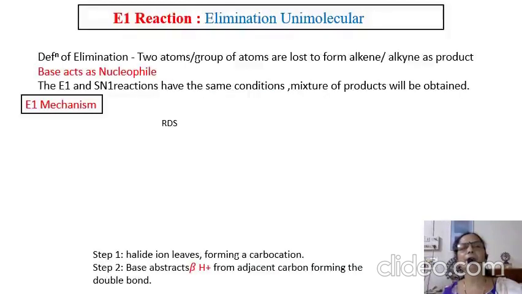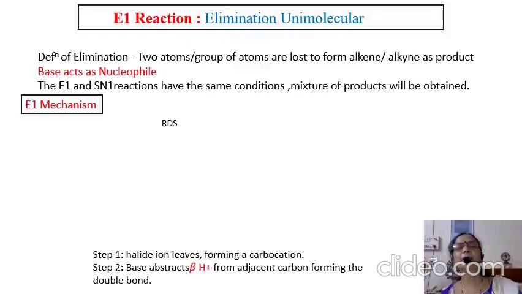Dear students, today we are going to start a new topic, that is elimination reaction. You already studied the substitution reaction. Elimination reaction is opposite to substitution. In substitution, as you know, one group gets substituted by another. In elimination, groups or atoms are removed from the adjacent carbon atoms to form an alkene or alkyne as a product.